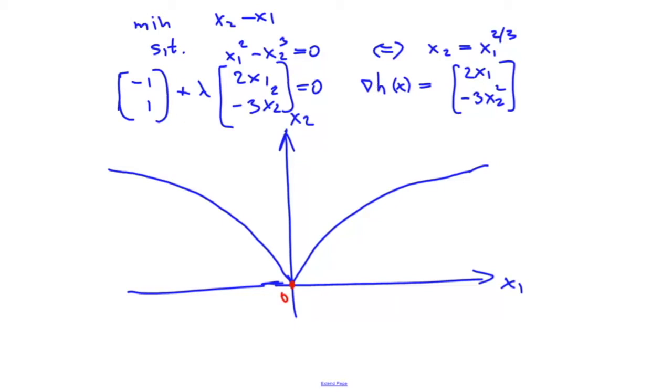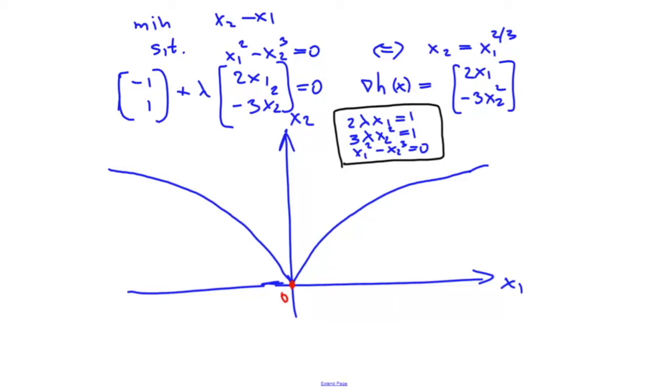We need to find the points that satisfy this condition. So let's write these conditions again here. The first equation will be 2 times lambda times x1 is 1. Then the second equation will be 1 minus 3 lambda times x2 squared is 0, which is the same as 3 times lambda times x2 squared is 1. And the third and the final equation will be the equation that we have in the constraint here. So it will be x1 squared minus x2 cubed is 0. All right, so we need to solve this system in order to find the points that satisfy the Lagrange conditions.